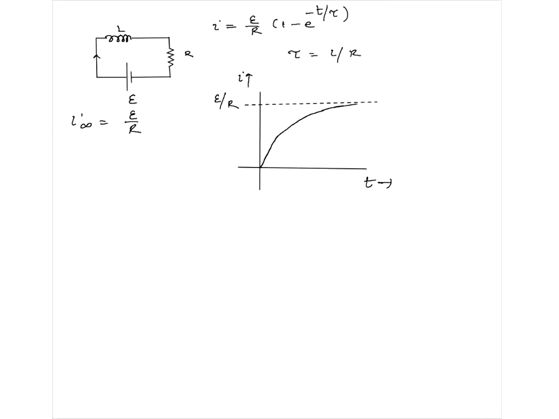So at one time constant, 63% will be somewhere here. That's what the point will be at one time constant. It is a saturating type of growing function. When I say saturating type of growing function, it means that the growth rate is slowing down. Growth rate is slowing down.